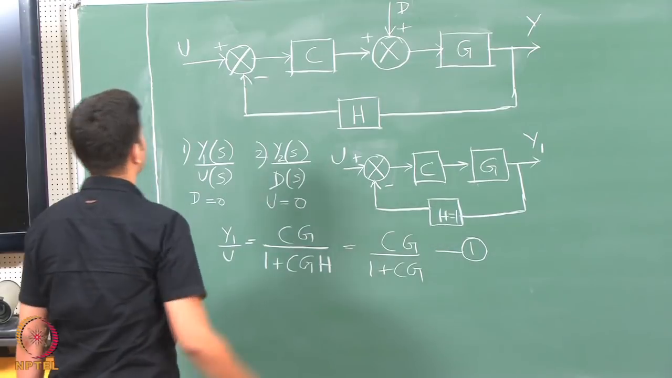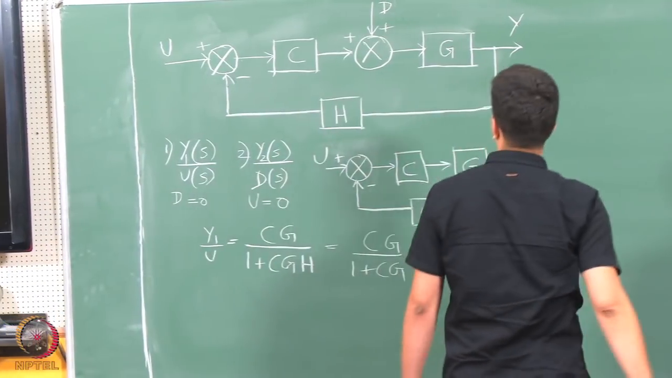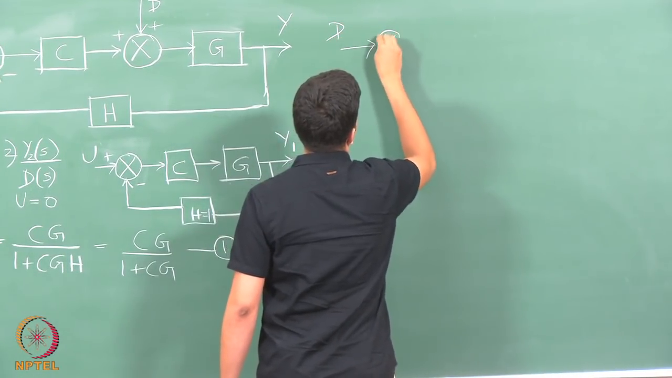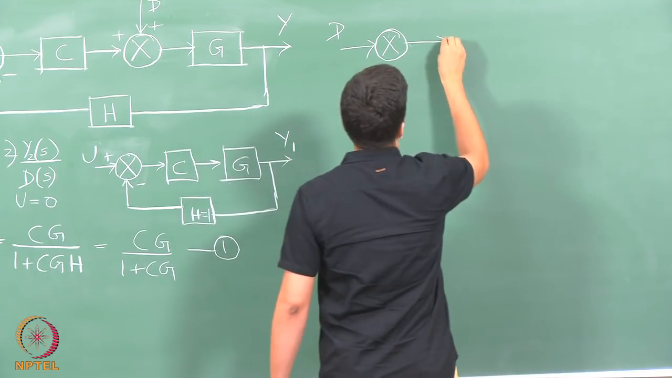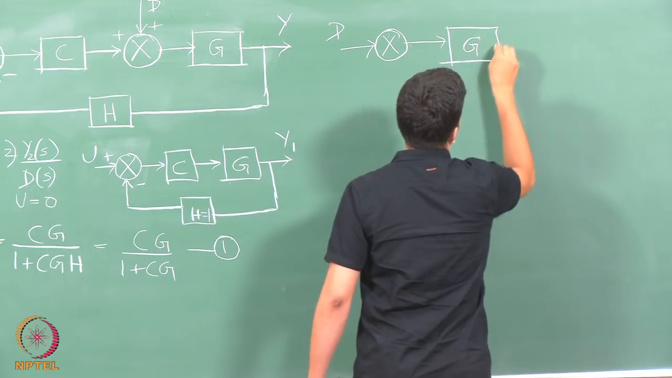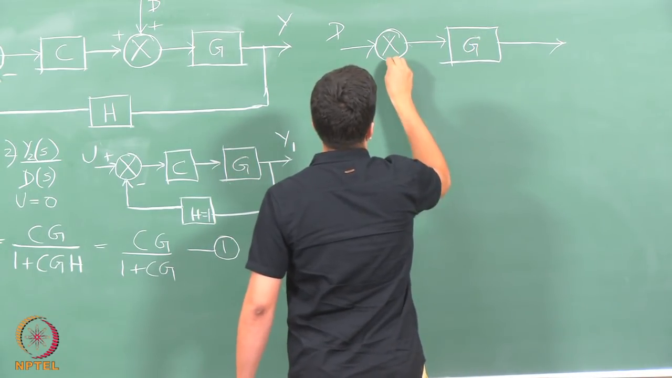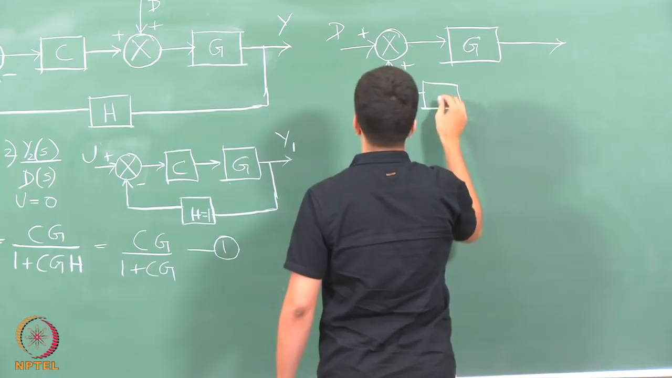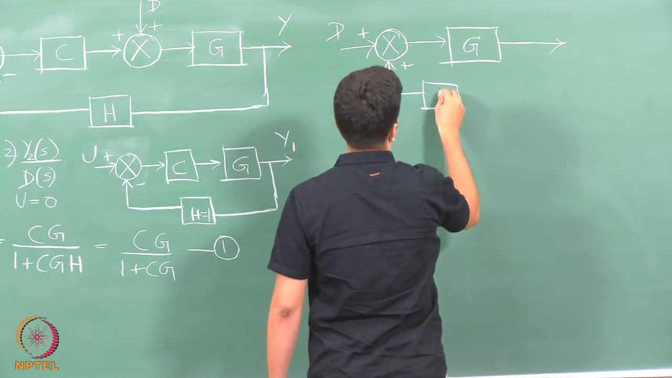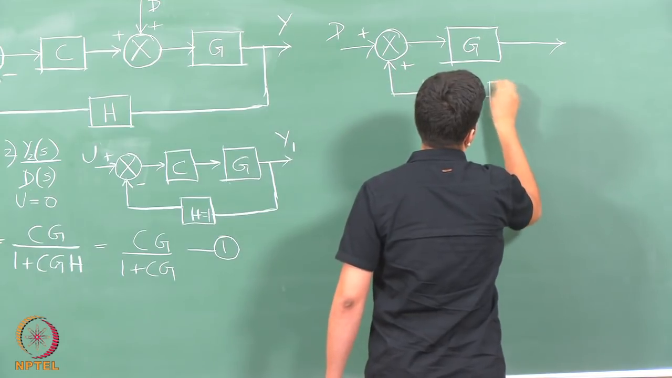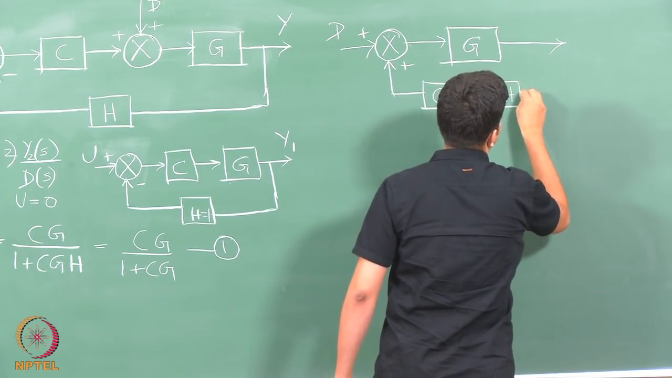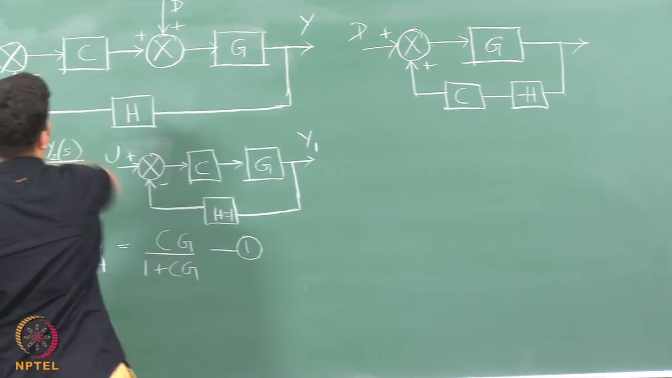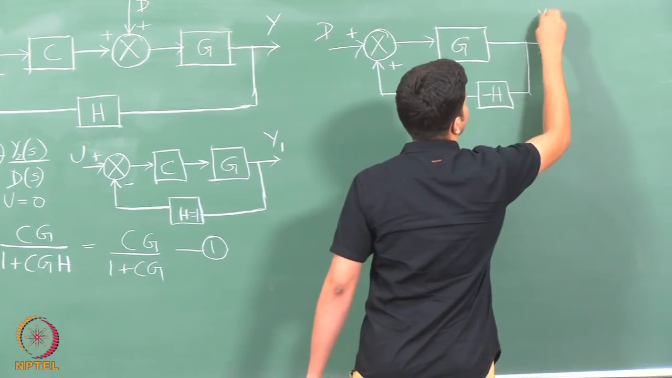Now you will find the other transfer function by making U 0. So when we make that 0, we get a diagram like this. I'll put this as C, and because it's a negative feedback, I'll take it as minus H. So C and H go into the same loop because this completely vanishes, and now this is Y2.